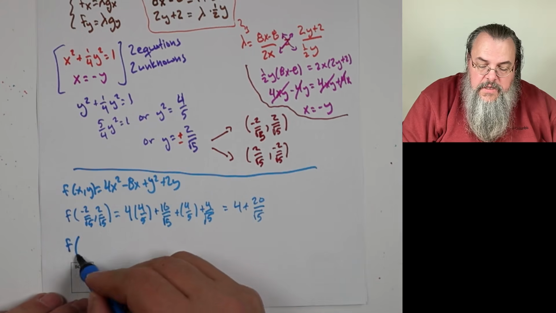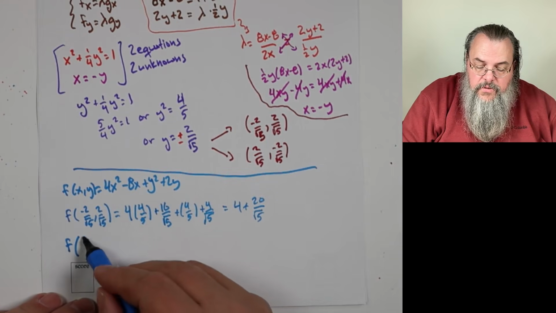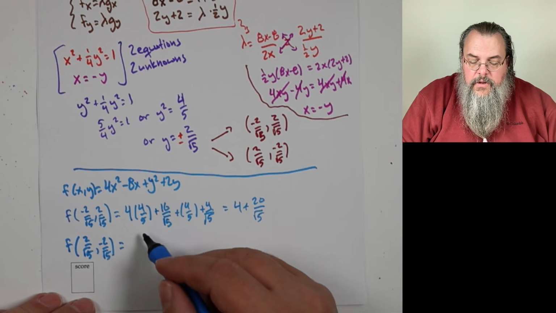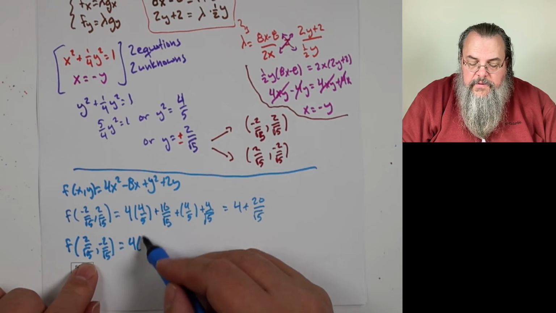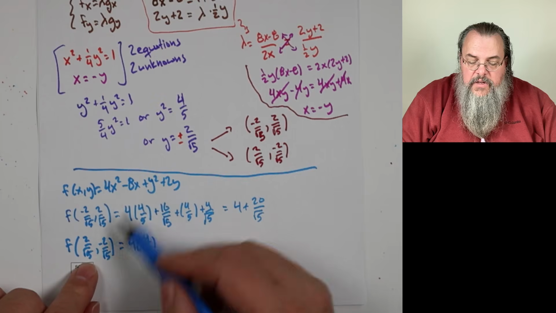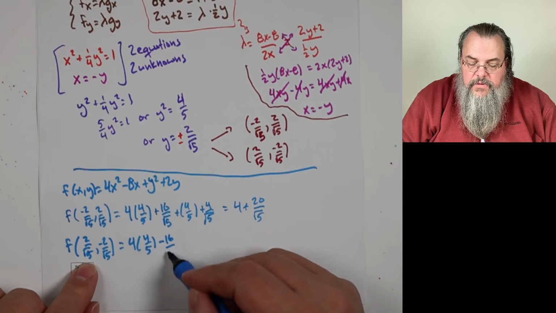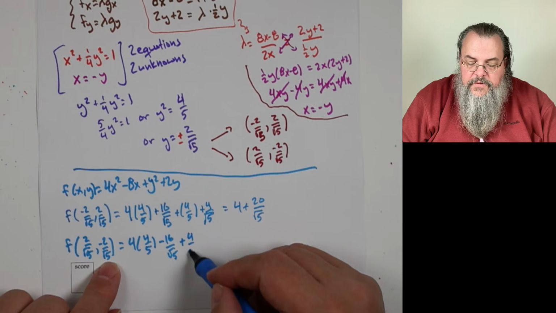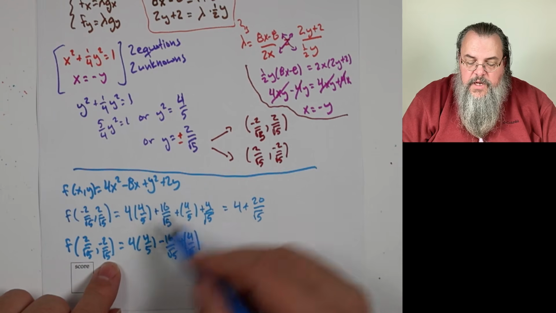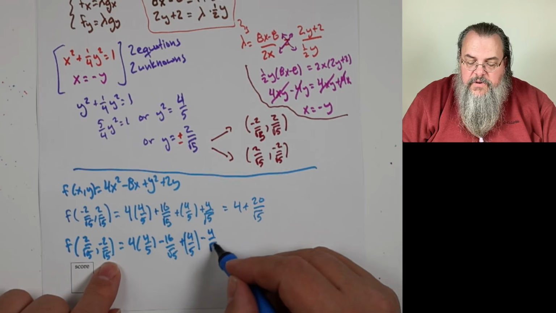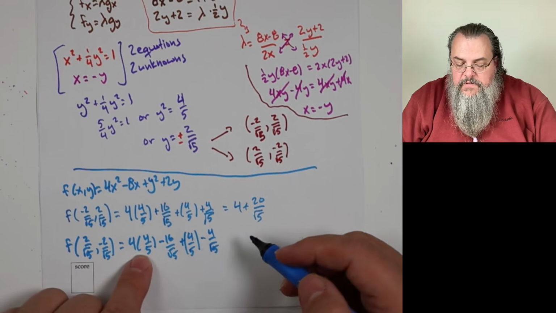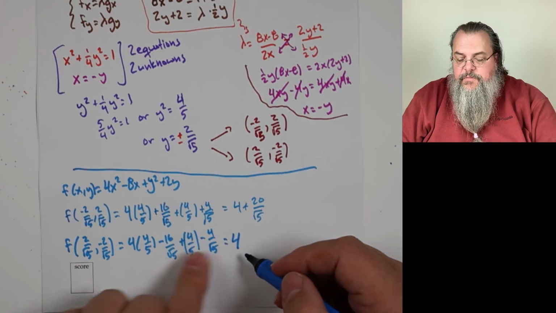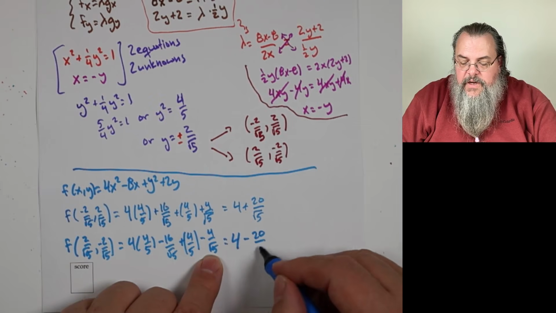If we plug in at the other point, 2 over root 5, minus 2 over root 5, well, when you square, you still get a 4/5. Minus 8 times 2 over root 5 is minus 16 over root 5. Minus 2 over root 5 squared is, again, 4/5. And then we're going to have 2 times minus 2 over root 5. That's minus 4 over root 5. And so 16 fifths plus 4 fifths is 20 fifths, which is 4. Minus 16 over root 5 minus 4 over root 5 is minus 20 over root 5.